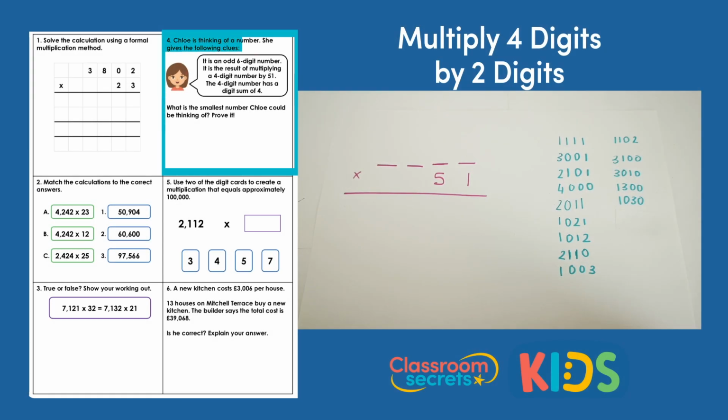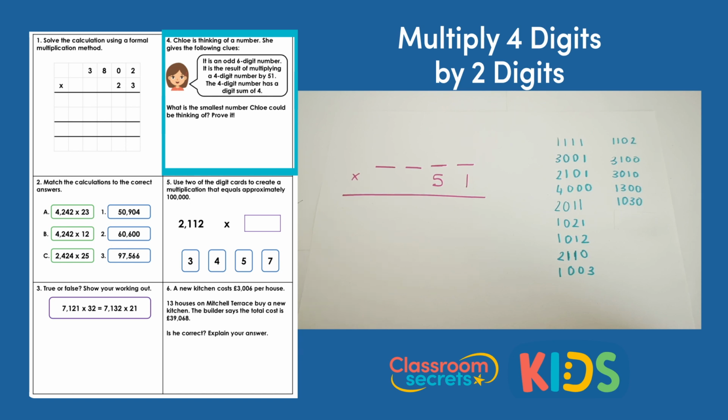Chloe is thinking of a number. She gives the following clues. It is an odd 6-digit number. It is the result of multiplying a 4-digit number by 51. The 4-digit number has a digit sum of 4. What is the smallest number Chloe could be thinking of?